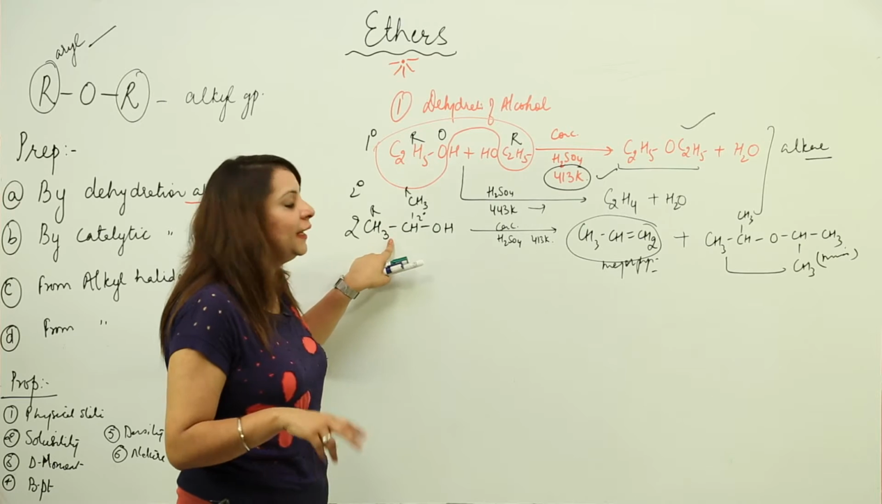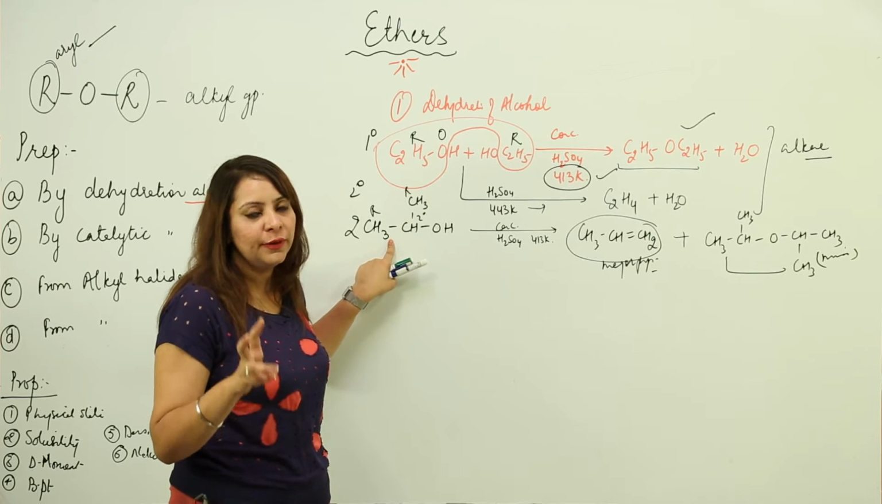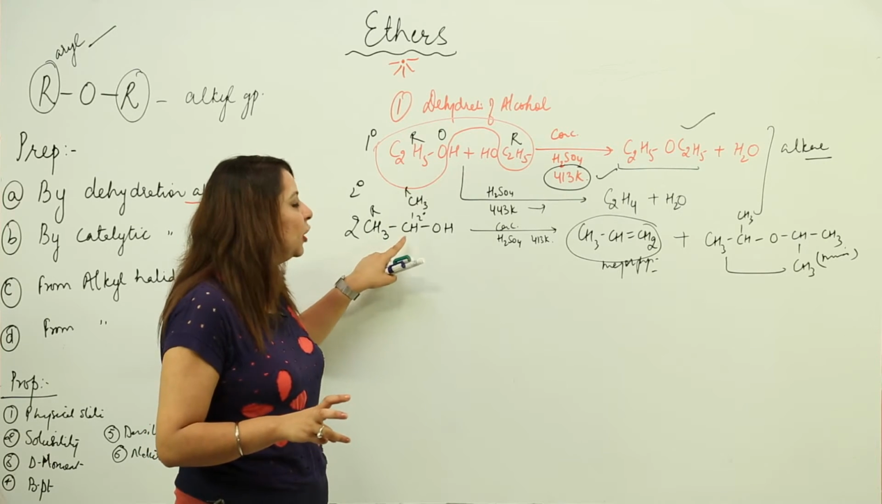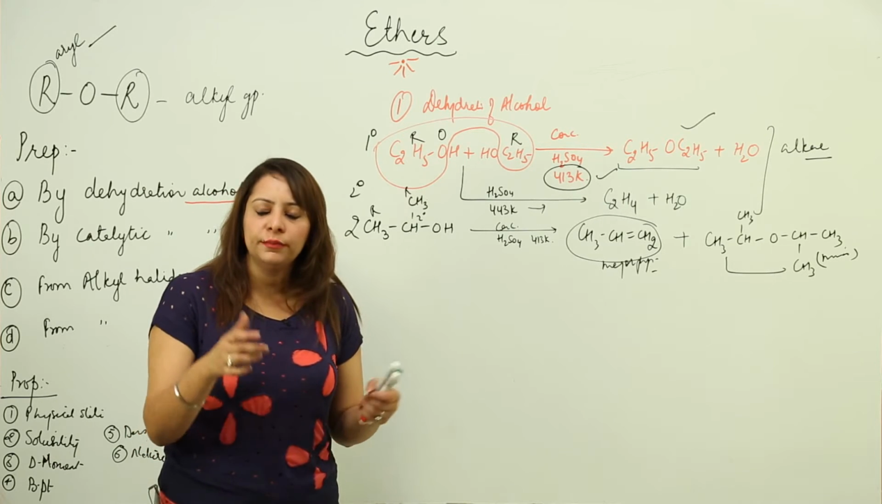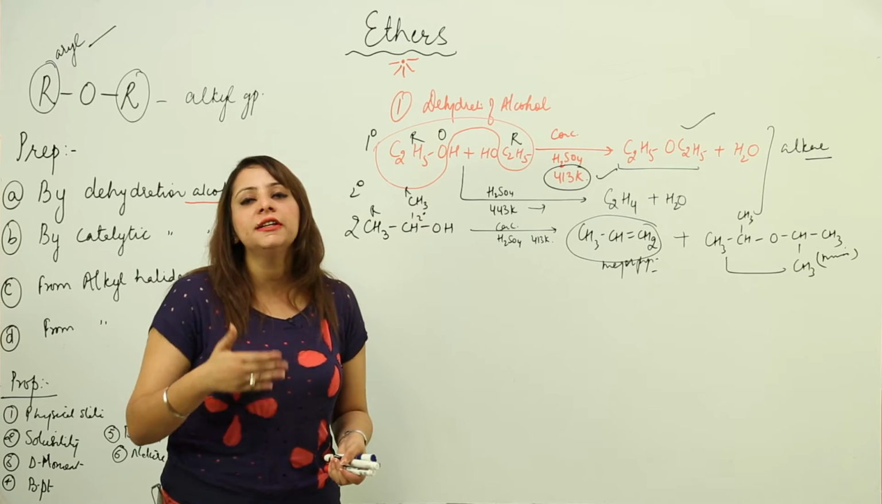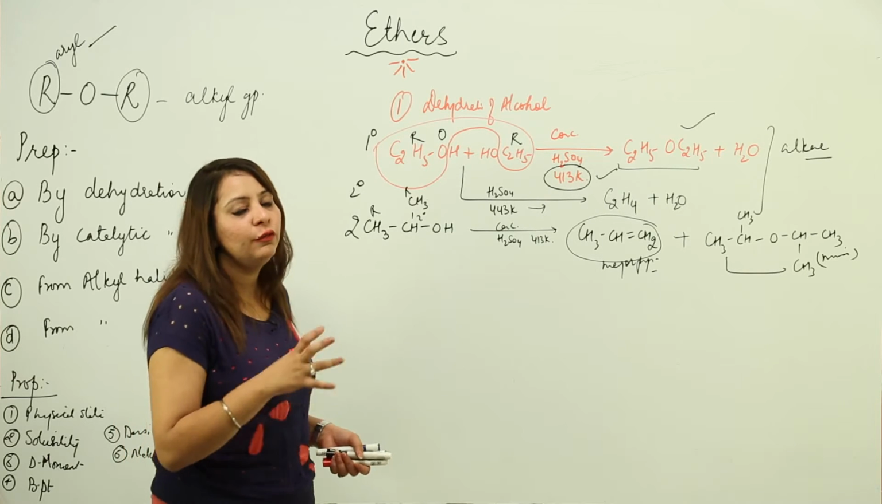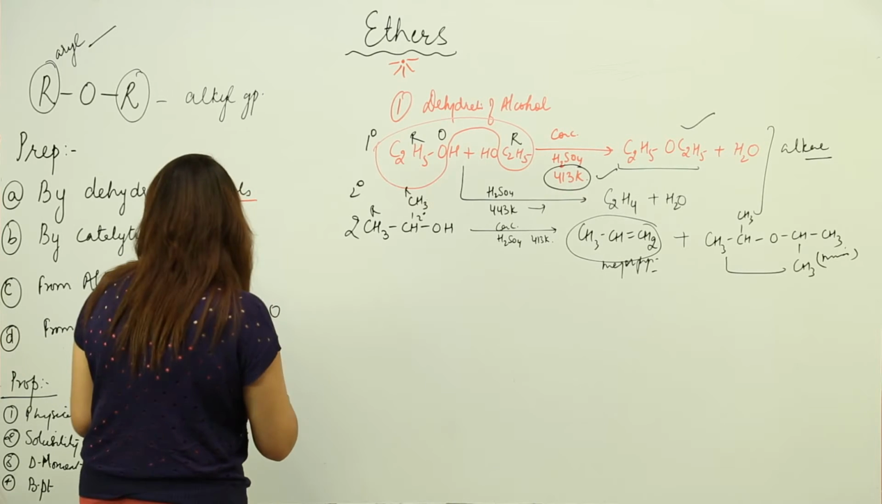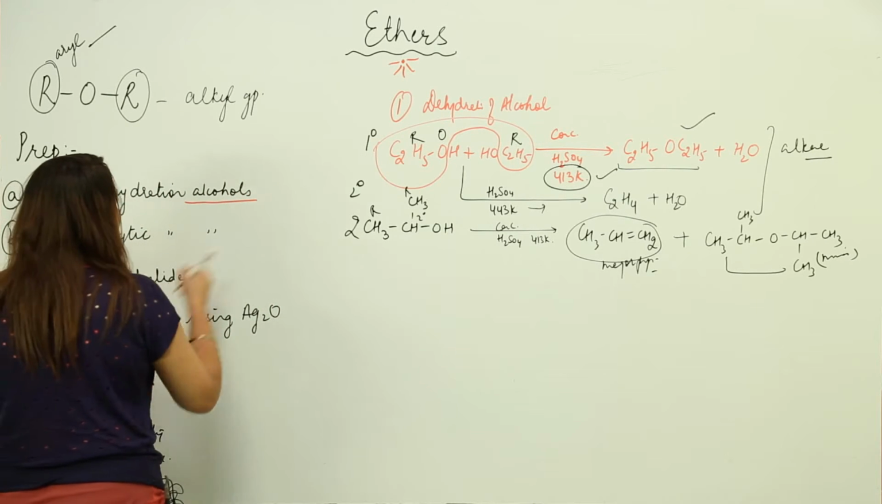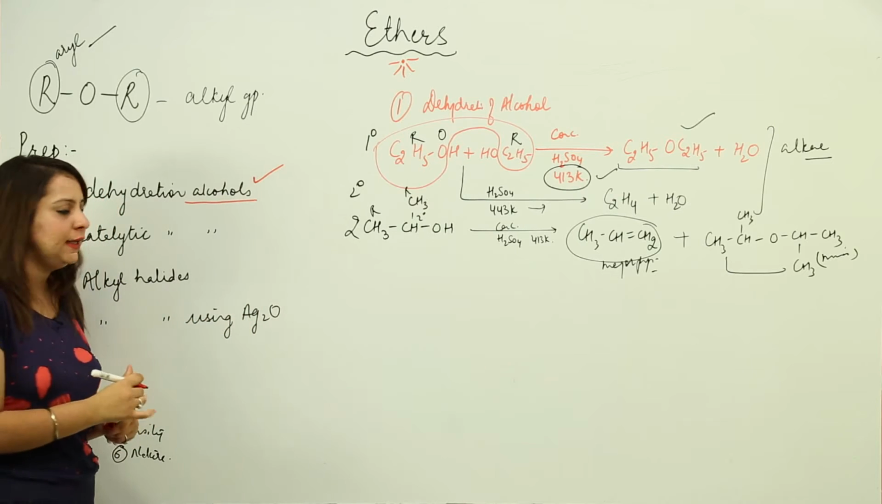But 2 degree and 3 degree alcohols are not preferred in this case. The reason is that when they undergo dehydration, they form alkene and ether, but the alkene is the major product. That is why we avoid taking 2 degree and 3 degree alcohols. So this is the first method: by dehydration of alcohols you can prepare the ether.